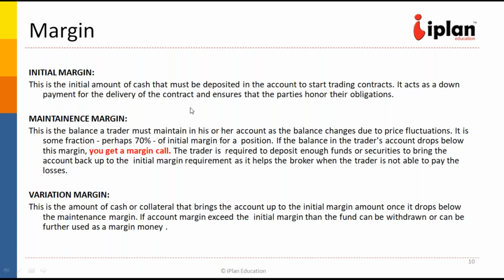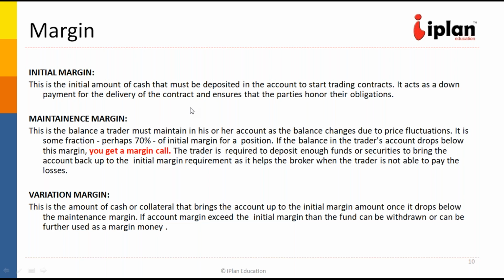When you get a margin call, you have to deposit the variation margin. Variation margin is basically the difference between the initial margin requirement and the current cash balance in your account. Let's say you are left with 7% because you have a loss of 3%. Now you have to top up to the 10% mark, so you need to bring 3% more. Whatever you lost, you have to bring back to the initial margin level.